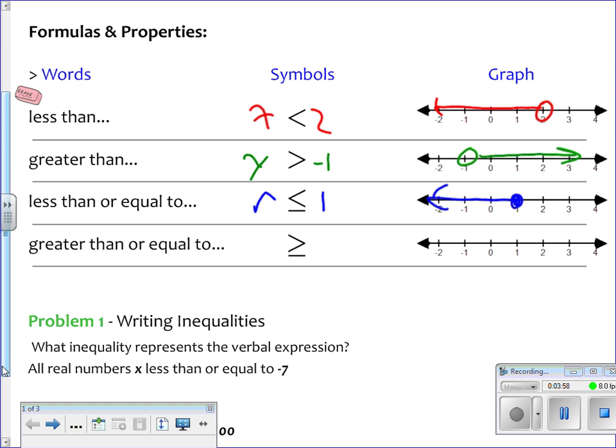So let's say I have w is greater than or equal to 0. Can w be 0? Yeah, because it's or equal to, it can be 0. And it can be everything bigger than 0. Okay?